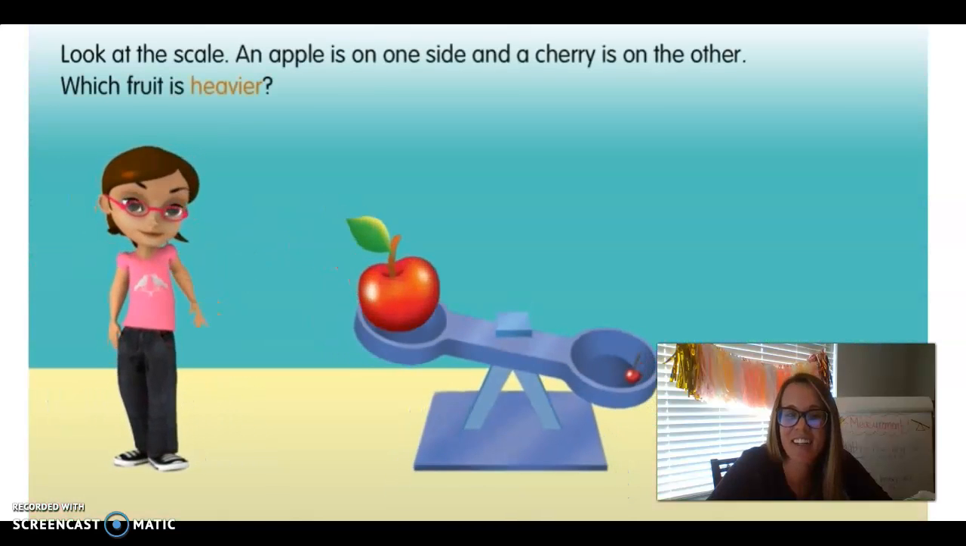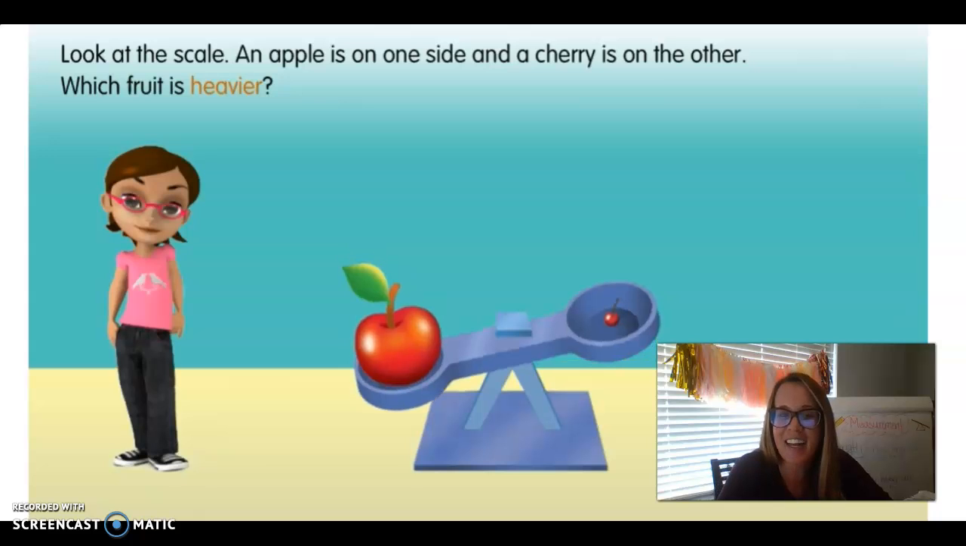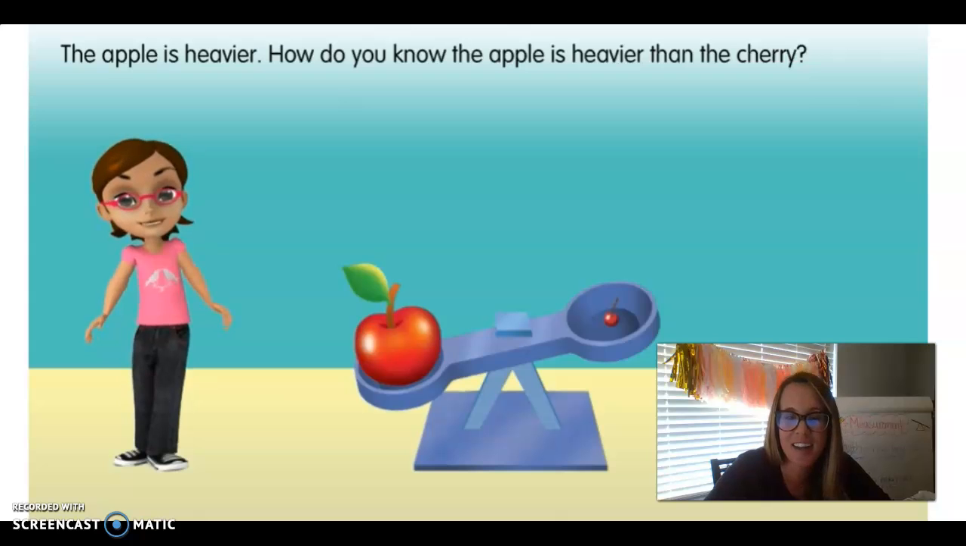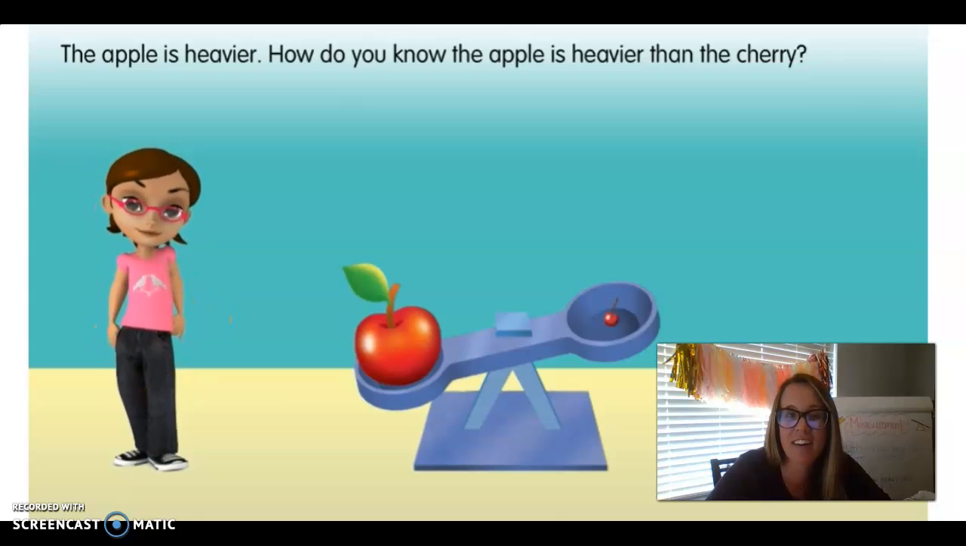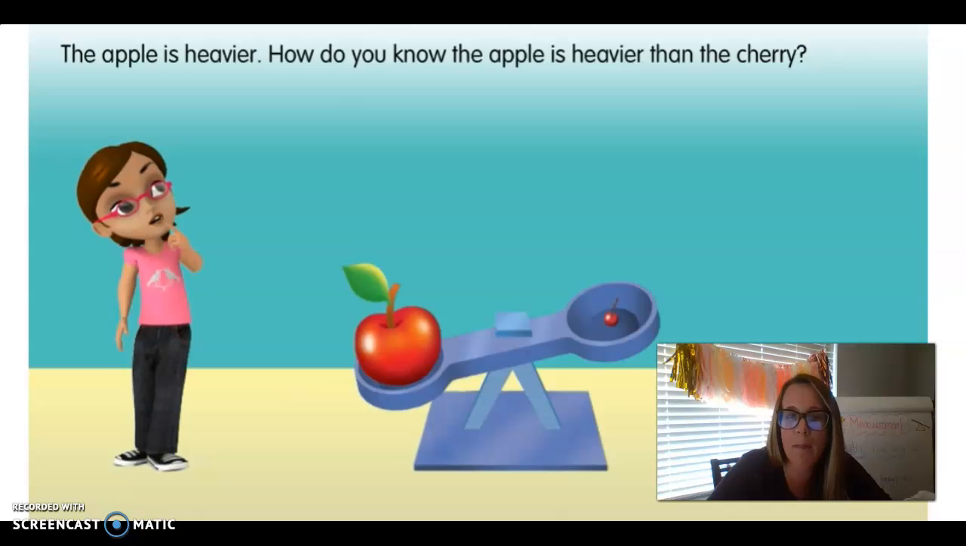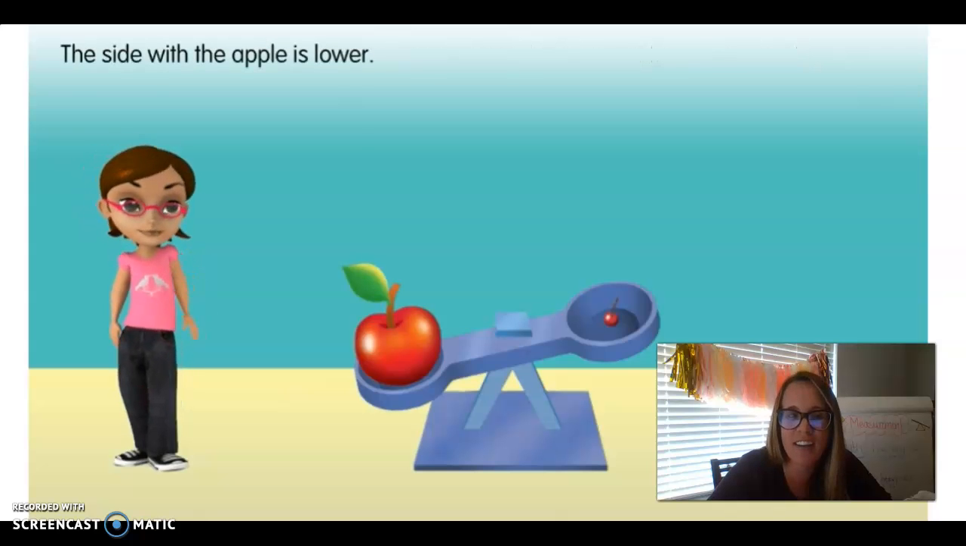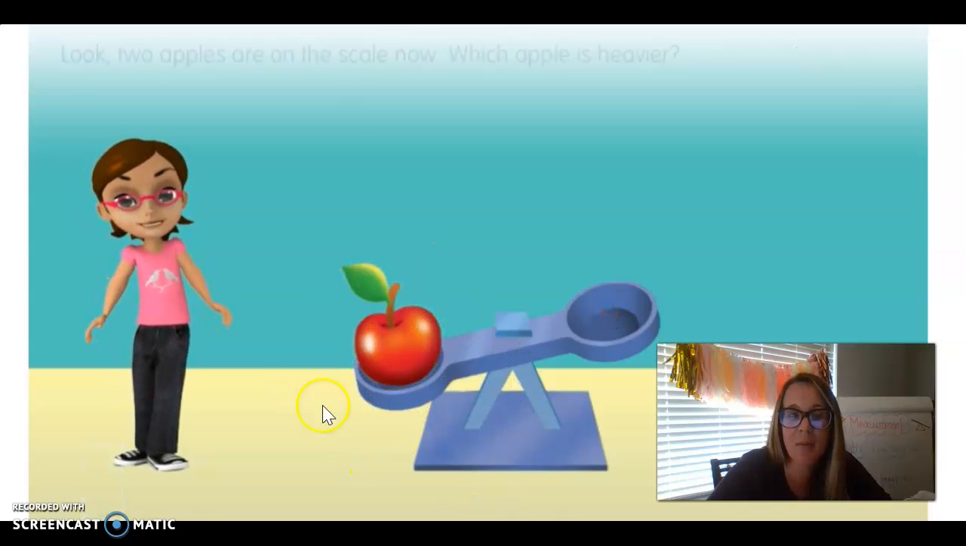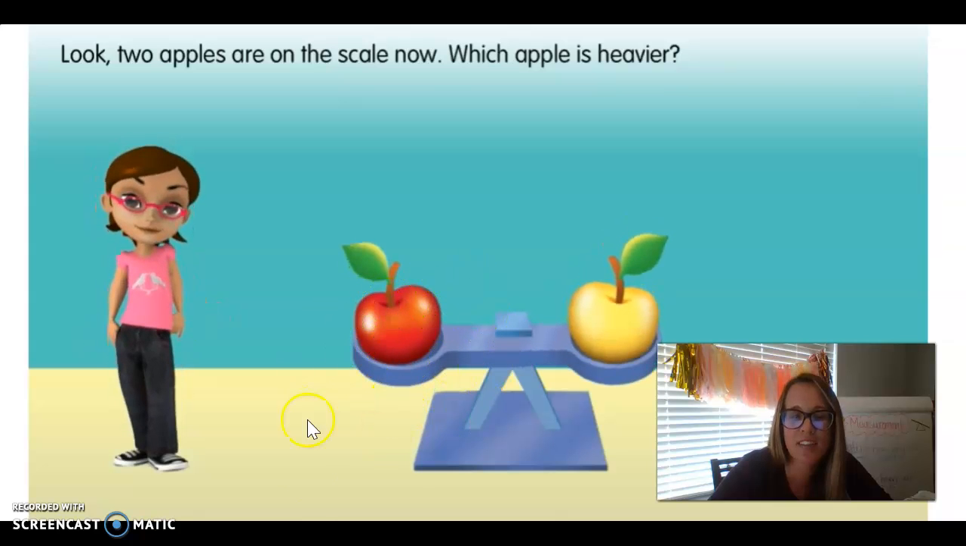Look at the scale. An apple is on one side and a cherry is on the other side. Which fruit is heavier? So looking at the two, is the apple heavier or is the cherry heavier? The apple is heavier. How do you know the apple is heavier than the cherry? The side with the apple is lower.